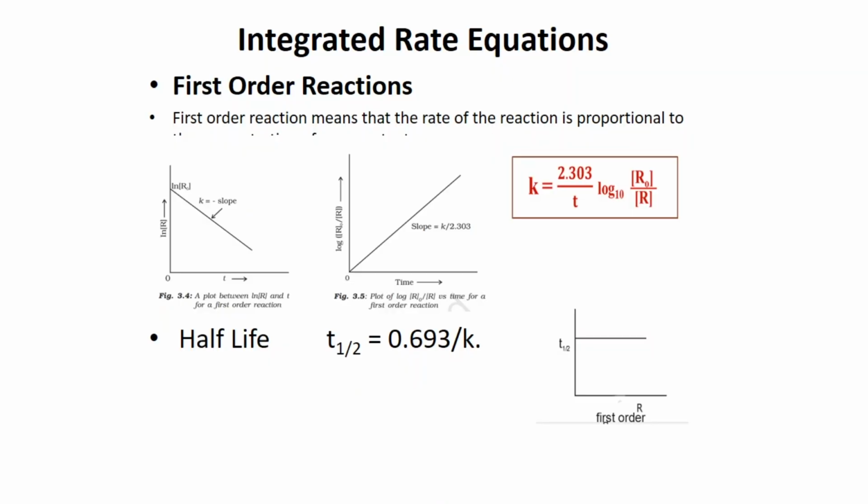Integrated rate equation for the first order reaction: the rate of reaction depends on the concentration of one of the reactants only. Do learn both the graphs and the equation. Half-life is independent of the concentration. Along with the graph, please learn how to work out the numericals.